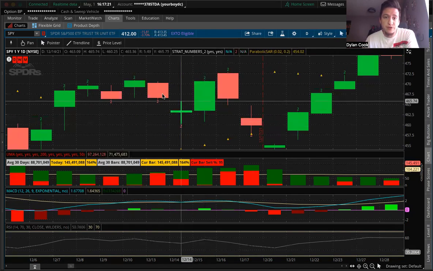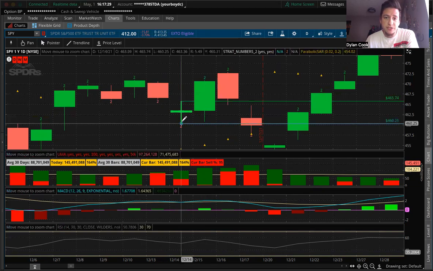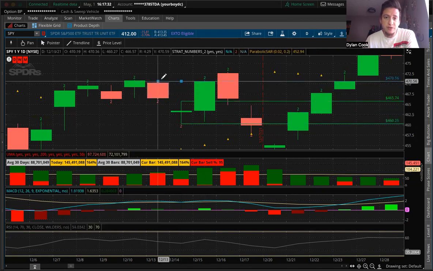Okay, so then we have this right here. This is a 2-2 reversal that you can play. The reason why is because set it up, guys. You got your entry, your stop loss, and on the previous candle, you have your price target. So let's change the colors on these.